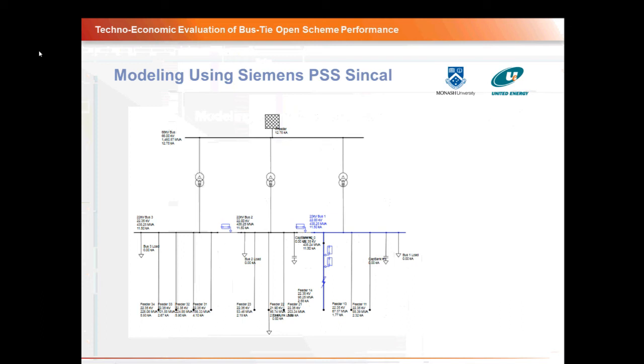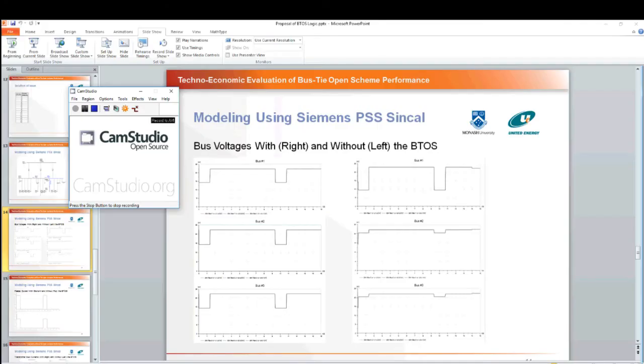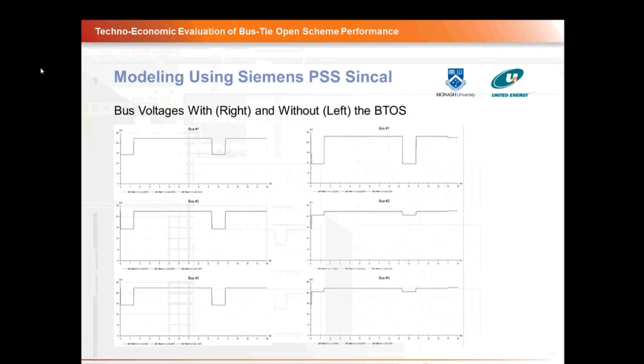A main goal of the project was to model each of the zone substations using the software Siemens PSS SynCal. In this diagram, I have modeled one of the zone substations, and you can see that each of the circuit breakers are represented by element switch times, and the fault on this feeder is represented by this fault observation. The whole purpose of modeling is to analyze the impacts of the bus tie open scheme on zone substation assets.